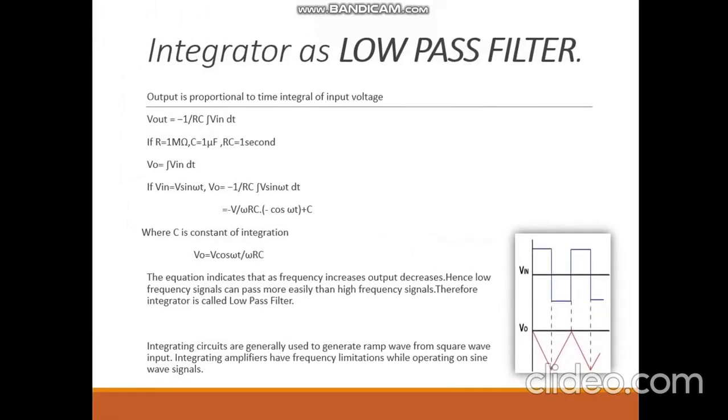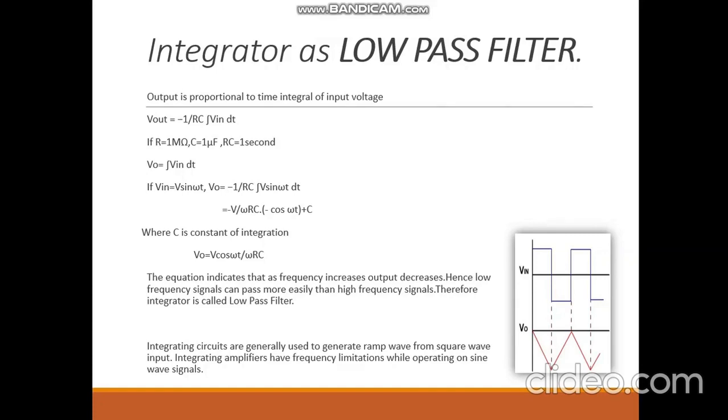Now this integrator is also called a low pass filter. So we know that in case of integrator, the output is proportional to the time integral of the input voltage. So Vout is equal to minus 1 upon RC integration of Vin dt. So if R is equal to 1 mega ohm and C is equal to 1 microfarad, then the multiplication of R and C is 1 second. So Vout is equal to integration of Vin dt.